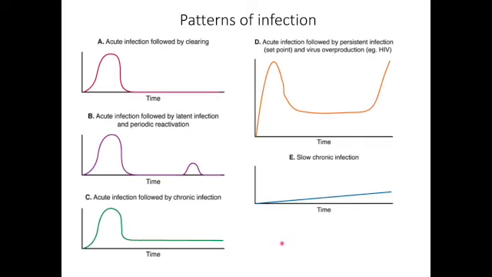And then the last one is the slow chronic infection. A person initially gets infected, they maybe don't experience any symptoms, and it begins to slowly increase over time, and our person gets more viral production and perhaps worsening of symptoms over time. Right? So those are the 5 different patterns of infection.